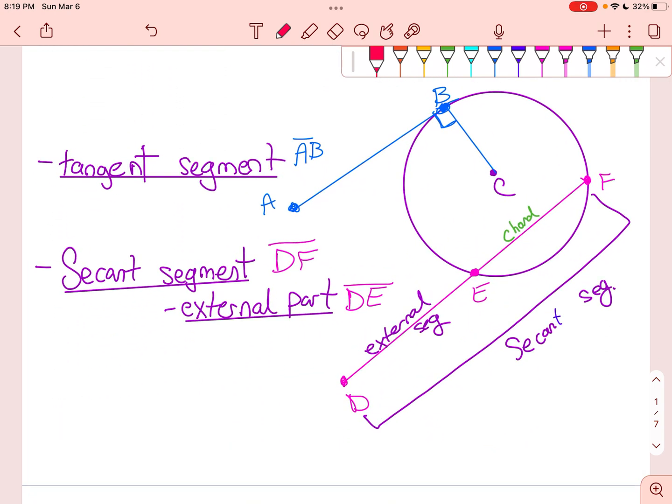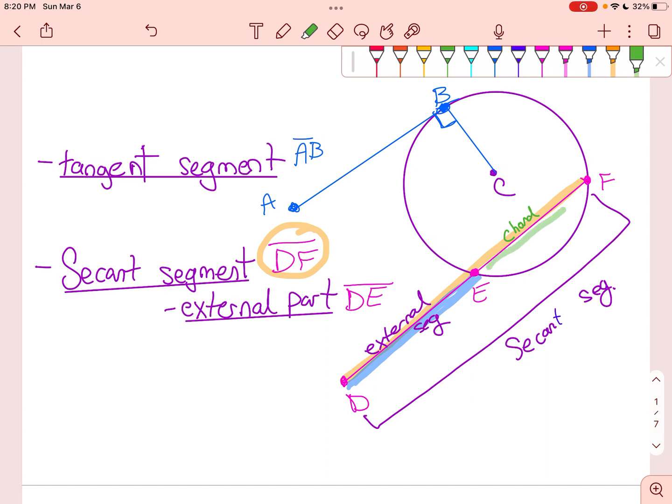Again, a tangent segment is just a segment that is intersecting the circle at 1 point. For example, AB. A secant segment, again, is hitting the circle at 2 points. So you can see it's hitting it at both E and F. So the entire secant segment is referred to as DF. So that's the secant segment. Now, this is actually broken up into 2 different parts. So I can refer to this as the external part of the secant segment. Say that 3 times fast. The external segment of the secant segment.